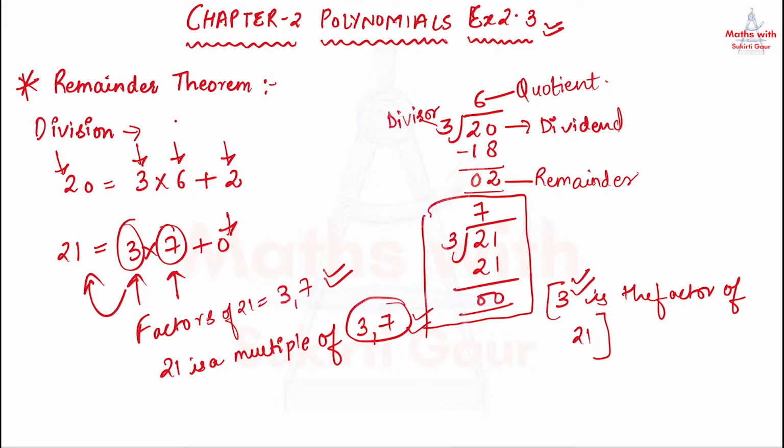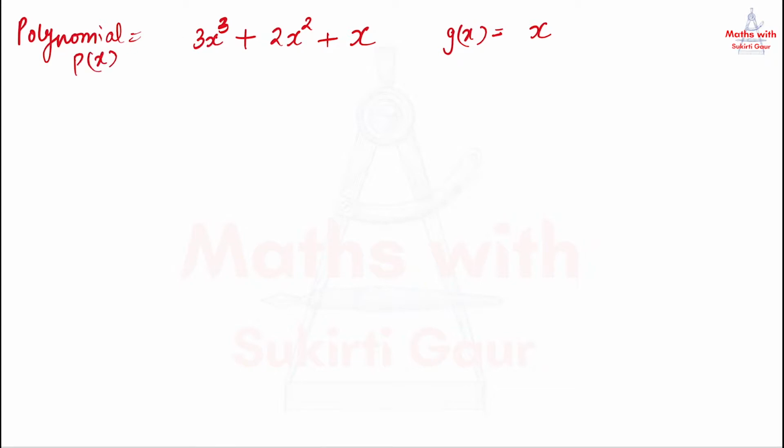What happens in that? Now if we take a polynomial as 3x cube plus 2x square plus x, and we are dividing it by another polynomial, or we can say monomial, let's say x. Okay, and polynomial, it can be written as px. Now if I divide it by this monomial x, what would happen?